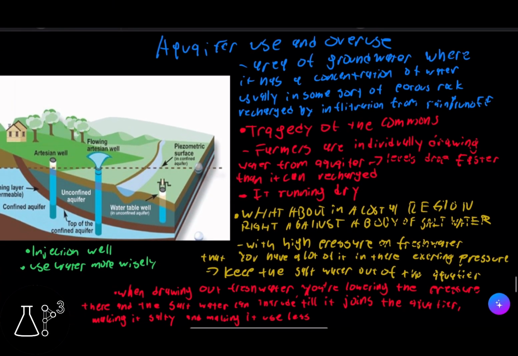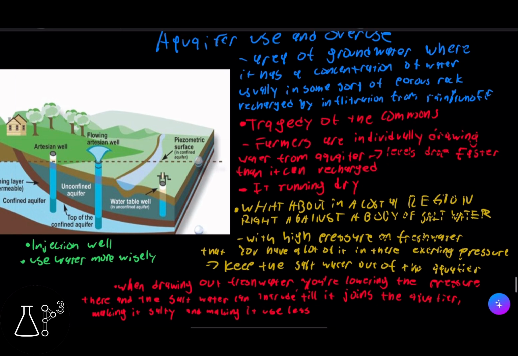And then we have aquifer use and overuse. So what is this? This is an area of groundwater where it has a concentration of water, usually in some sort of porous rock, and it's recharged by infiltration from rain or runoff. The problem with it is the tragedy of the commons, where farmers are individually drawing water from the aquifer, which is going to lead to levels dropping faster than it can recharge. And basically at some point, because we use more resources than we need, it's going to run dry.